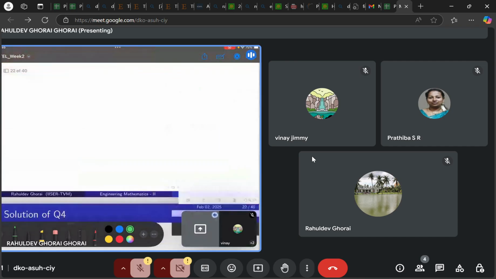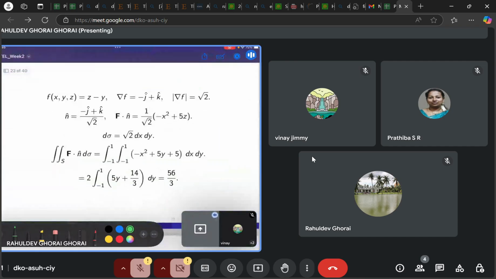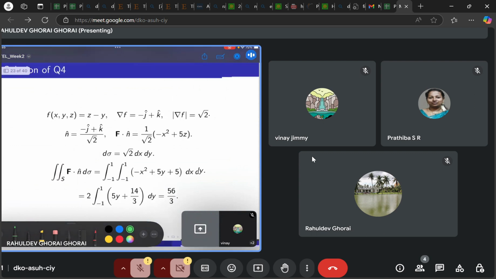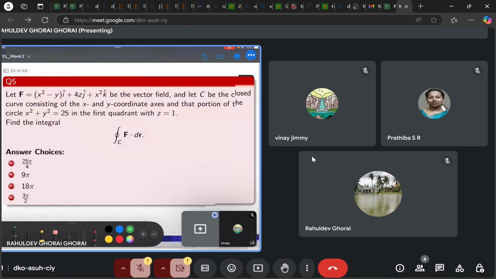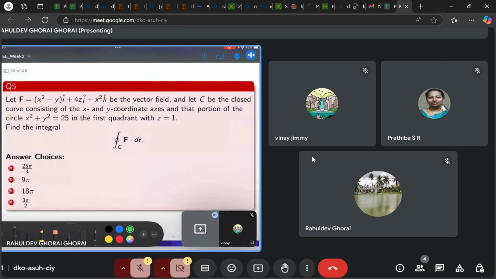So, same question: flux through the vector field. You have just done all these things. You can see from the notes, which I'll share. Okay, so then do this one. This is different.